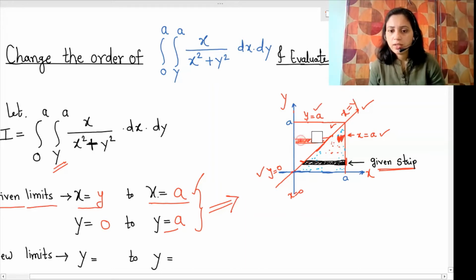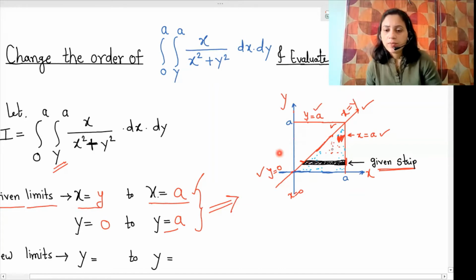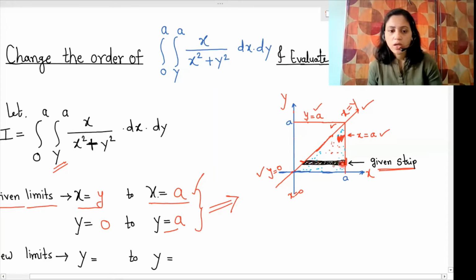This is my region of integration and this strip follows all the limits. Let's check. This strip goes from x equal to y, this line, to x equal to a, this line, and this strip moves from y equal to 0 to y equal to a, right? So this is my region of integration and this is the given strip.